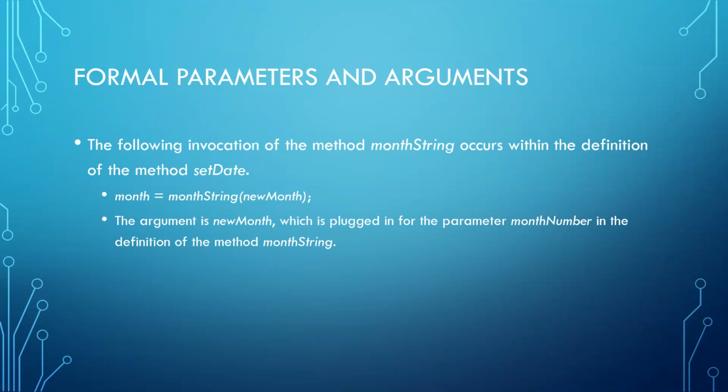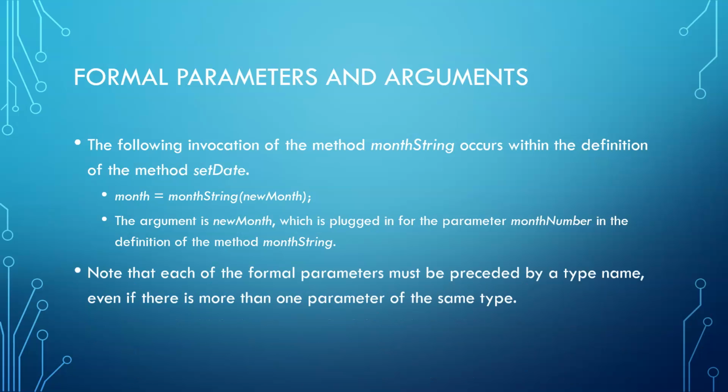Now, for parameters and arguments, the following invocation of the method monthString occurs within the definition of the method setDate: month = monthString(newMonth). The argument is newMonth, which is plugged in for the parameter monthNumber in the definition of the method monthString. You'll note that each of the formal parameters must be preceded by a type name, even if there's more than one parameter of the same type, all right, because you want to differentiate which one it might be.